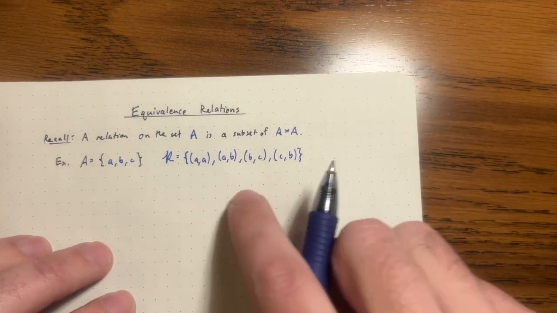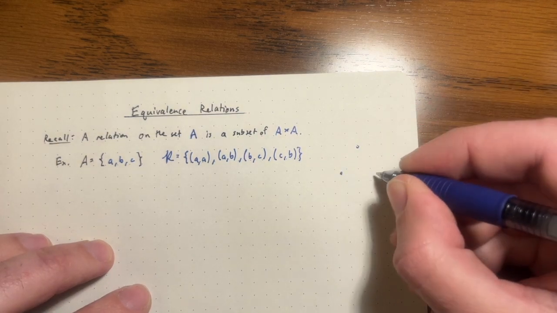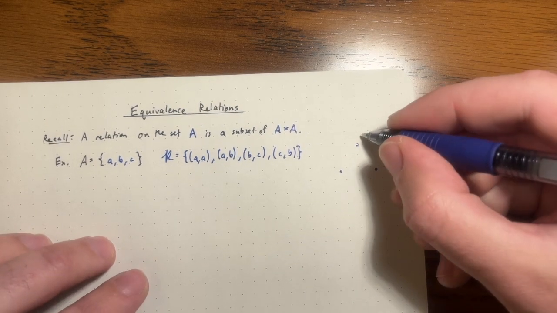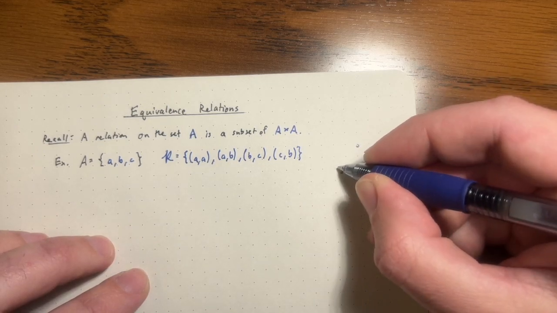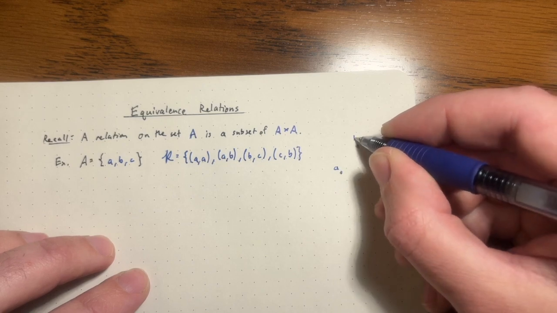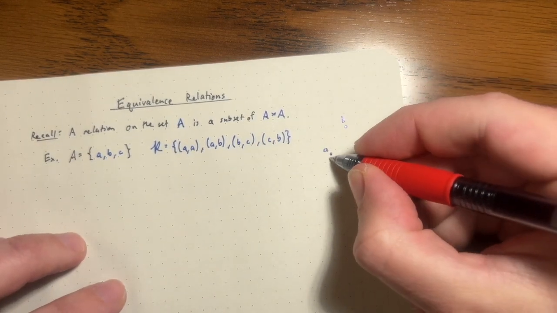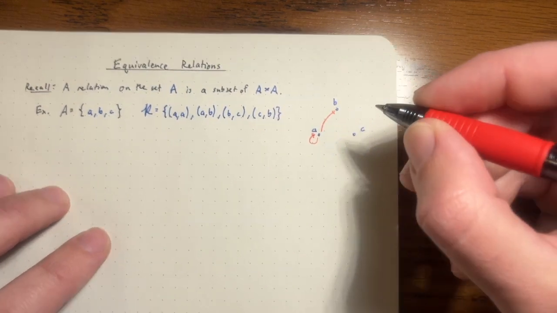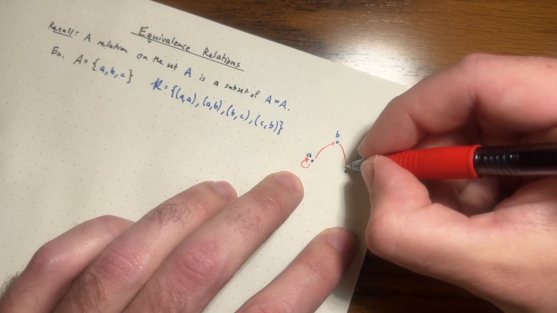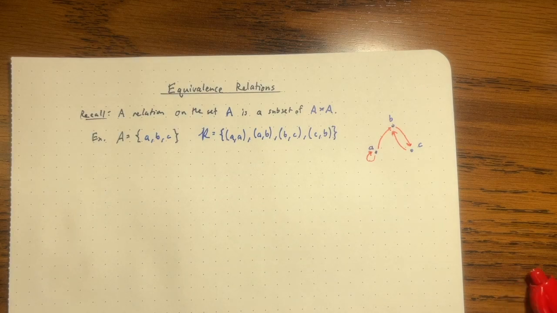And one way to represent this, one of the best ways in my opinion, is with this directed graph. So you have your elements. I think I had A, B, C. And A is related to itself, so I'm going to draw an arrow pointing back to A. A is also related to B. B is related to C, and C is related back to B. So that's an example of a relation.